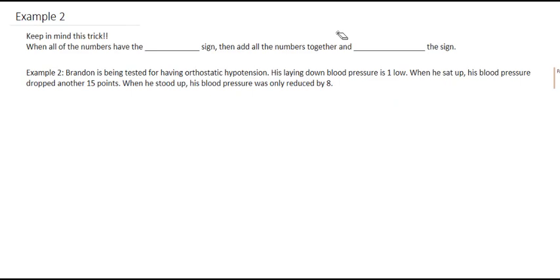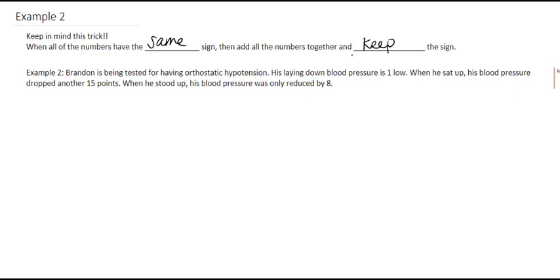Keep in mind this trick. So when we add up all the numbers that have the same sign, we can add up all the numbers together, and then we will keep the sign of the numbers. So in that first example, we kept the negative sign. So let's look at another example here.